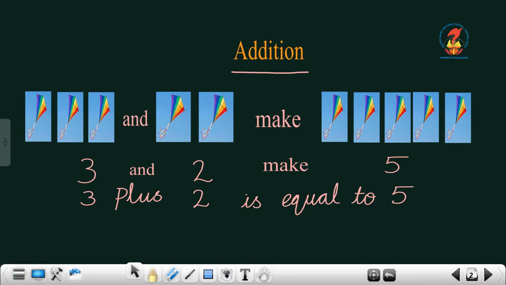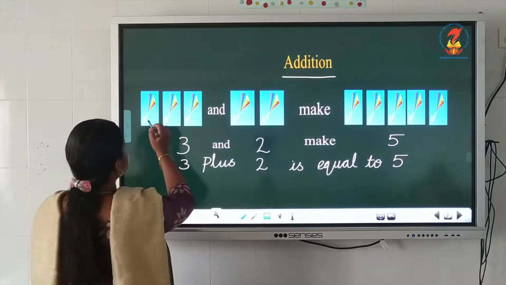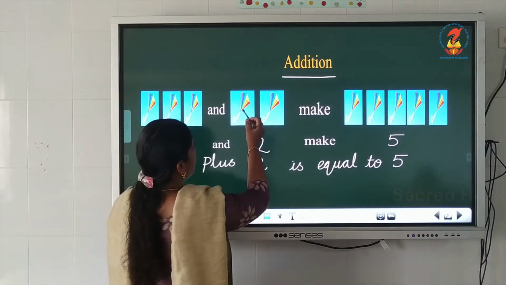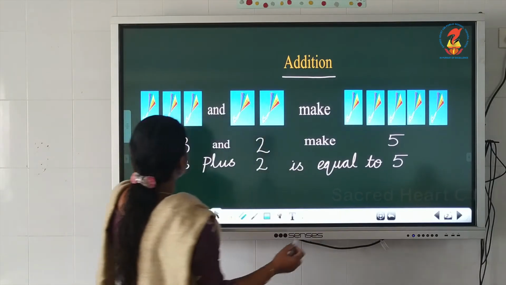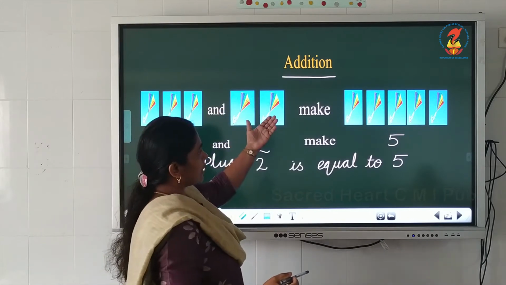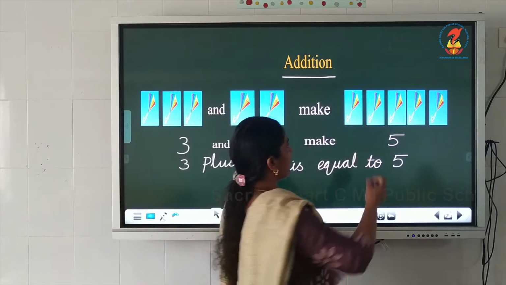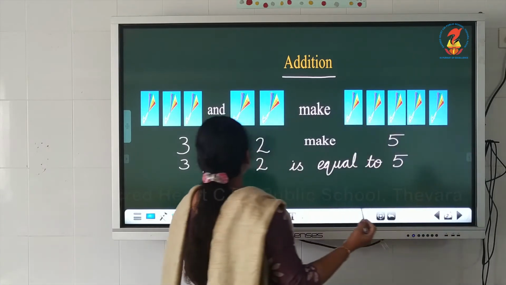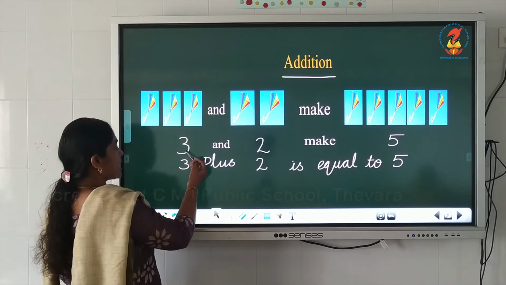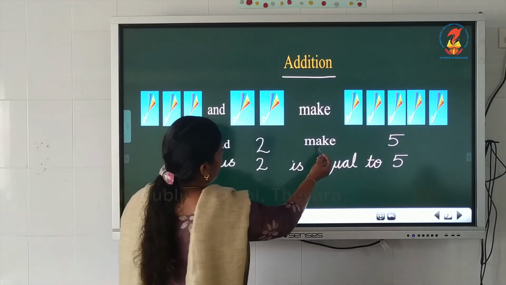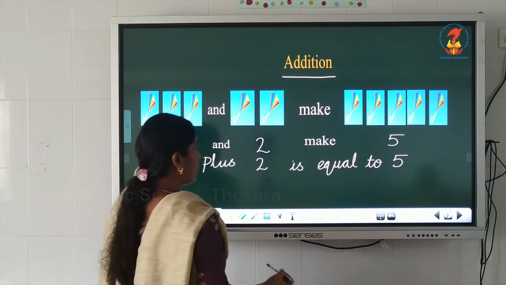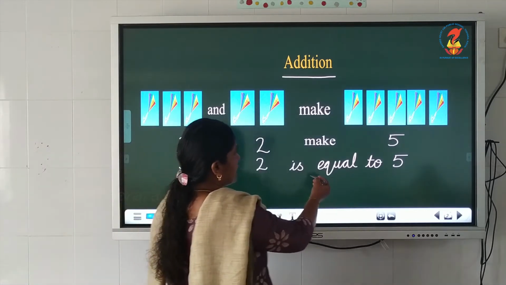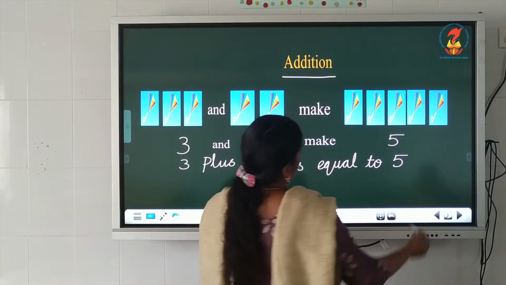Here some kites are given. How many kites are here? 1, 2, 3. And here 1, 2. 3 kites and 2 kites make how many kites? 1, 2, 3, 4, 5. So we can say this as 3 and 2 make 5. Or we can say 3 plus 2 is equal to 5.